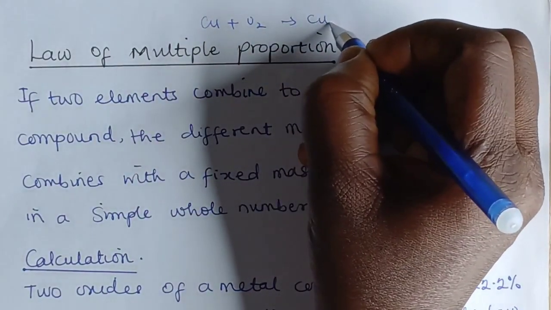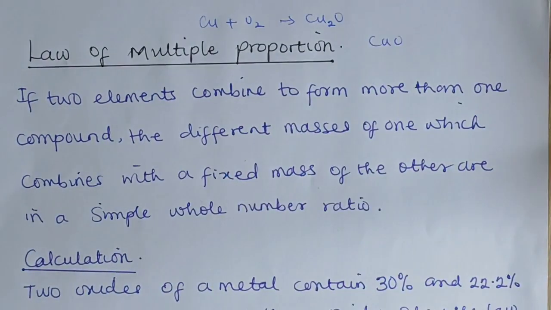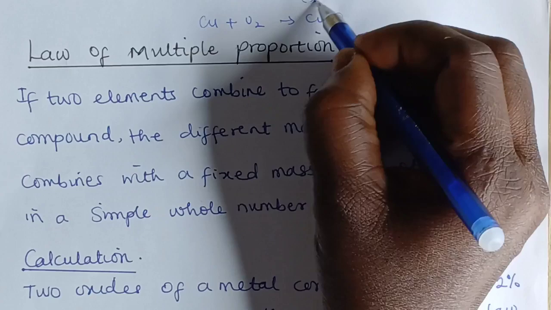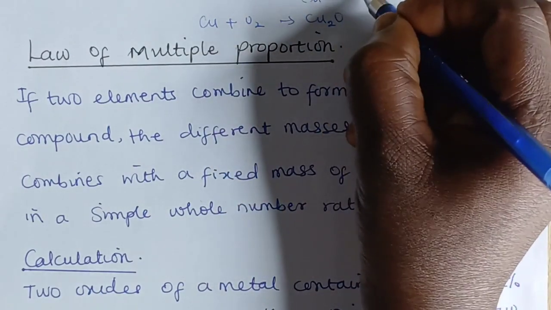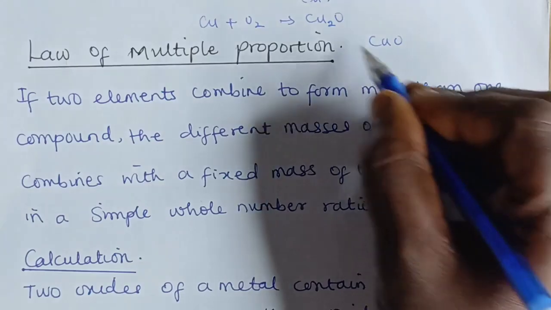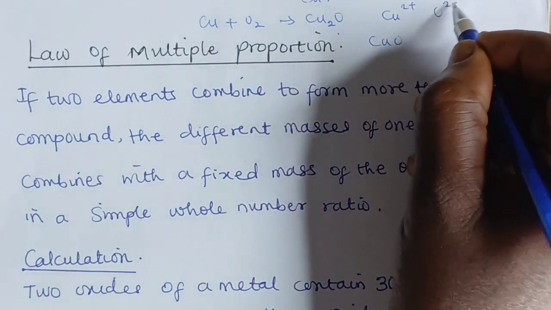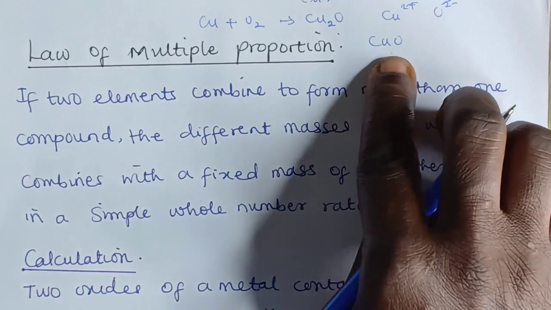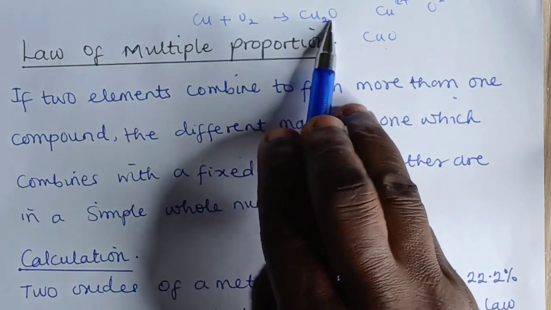This is copper 1, and this is copper 2. The reason I call this copper 1 is because if you have +1 here and oxygen carries -2, exchange their valency, you have Cu2O. While here, if you have copper 2 and oxygen is also 2, they cancel out, you have CuO. So CuO here is copper 2, while Cu2O is copper 1.